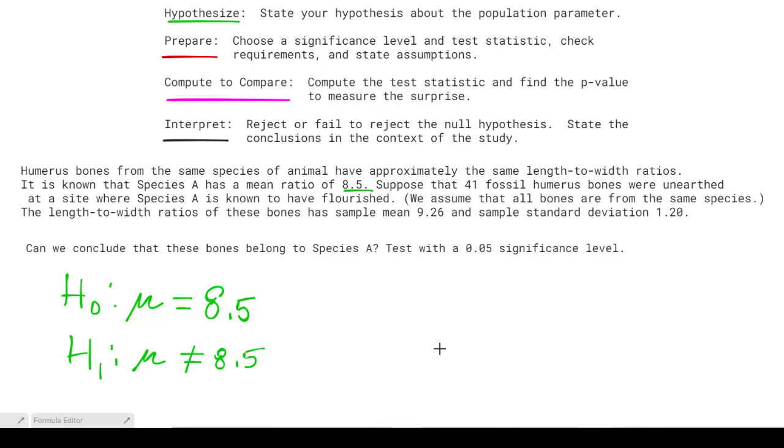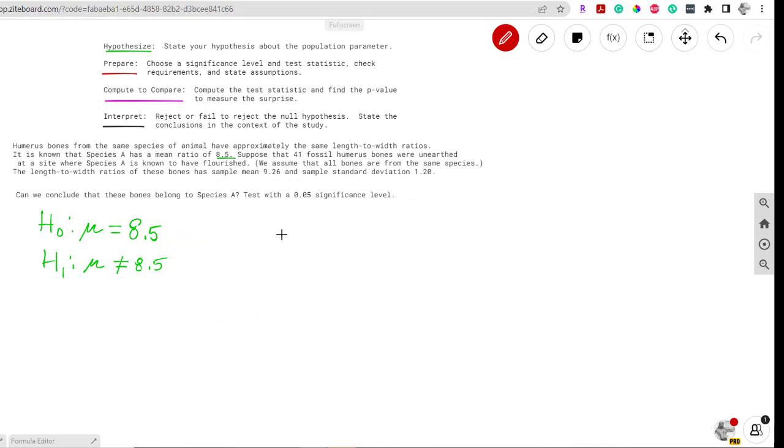We want to choose our significance level and our test statistic. In this case, we're going to be using a ZCrit. We want to check any requirements, state assumptions, create our model, etc. So right here we have that the population mean ratio at this time is believed to be 8.5. That's the information that we have about species A bones. We have 41 bones. So suppose that 41 fossil humerus bones were unearthed, so the sample size is 41.